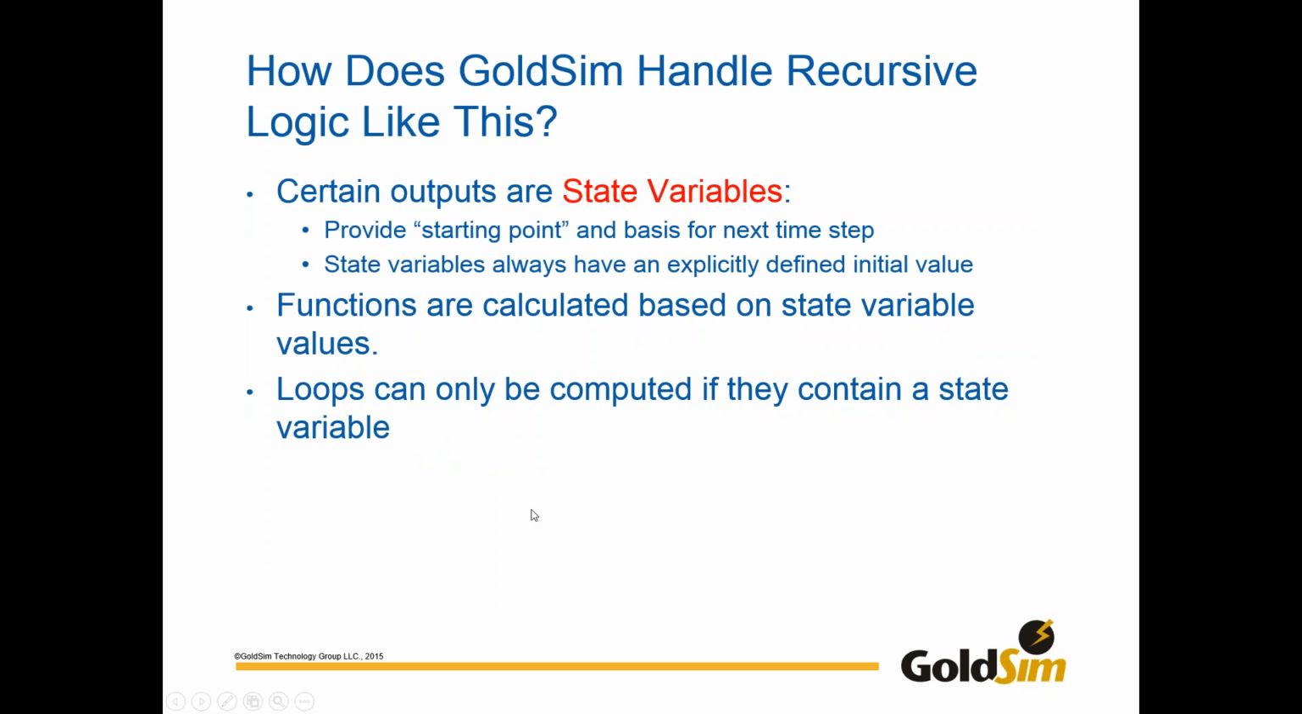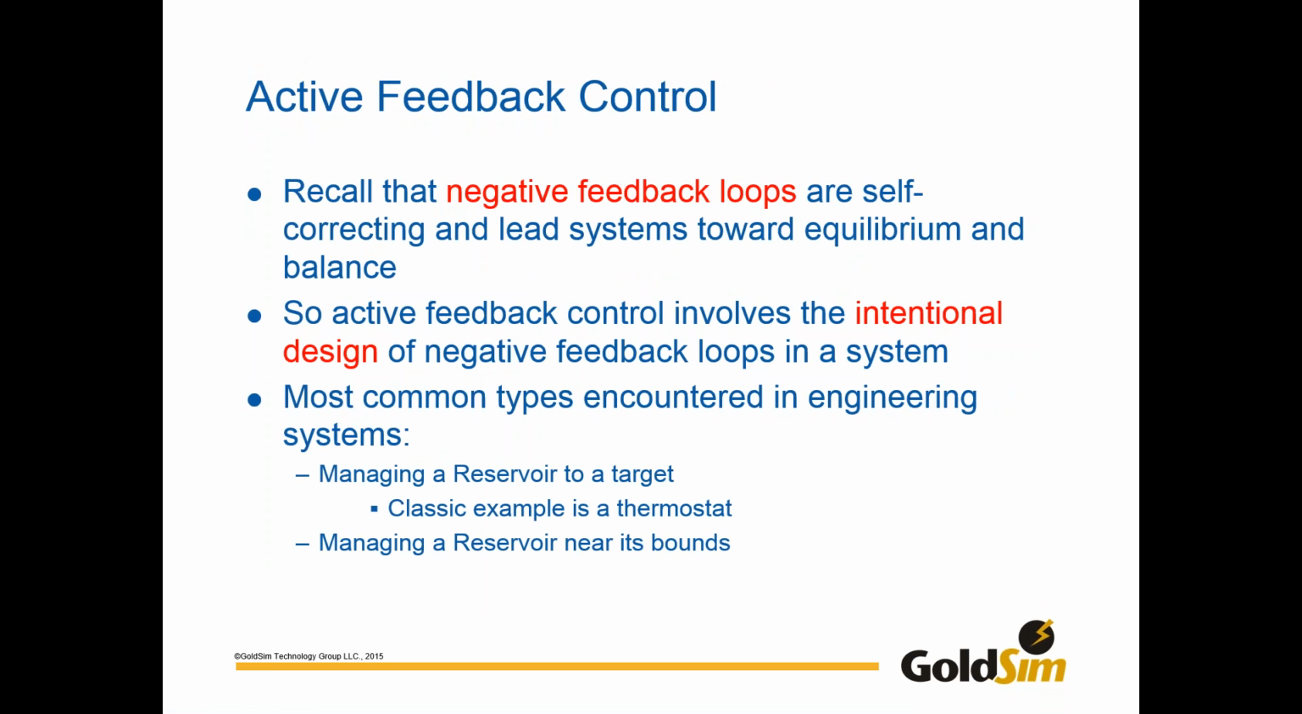Okay, just wanted to kind of put that out. Now let's talk about active feedback control. And this is where we see people run into a lot of problems. So remember, a negative feedback loop is self-correcting and leads systems toward equilibrium. So active feedback control involves the intentional design of a negative feedback loop in your system. And this is everything in the world. The world is full of active feedback loops. In economic systems, tax incentives, policy decisions, a thermostat. All right, these are all intentional negative feedback loops in a system.